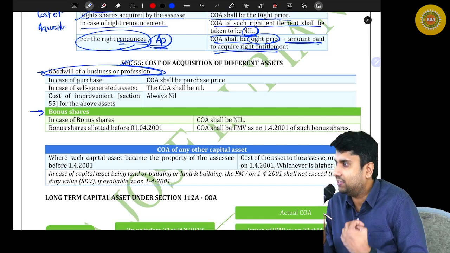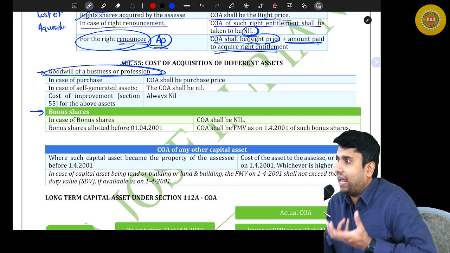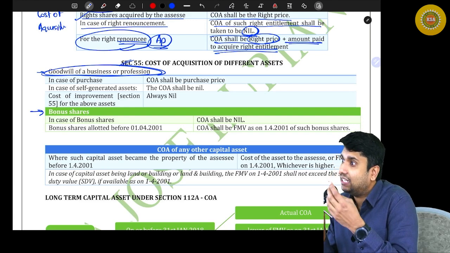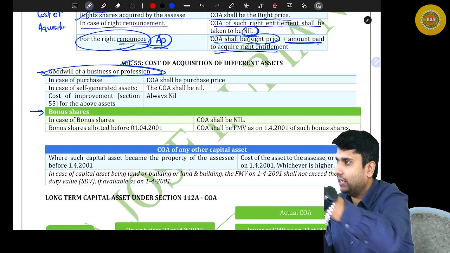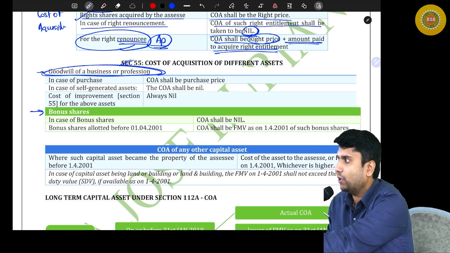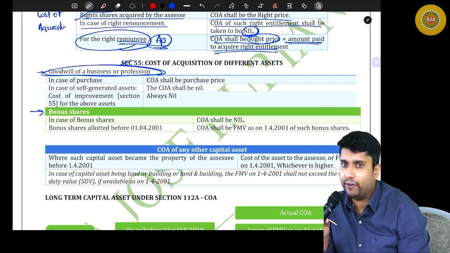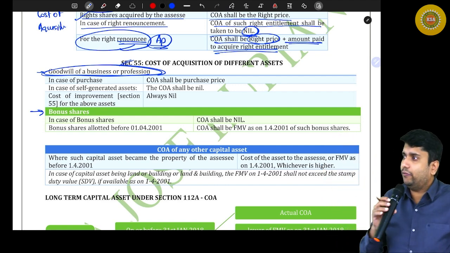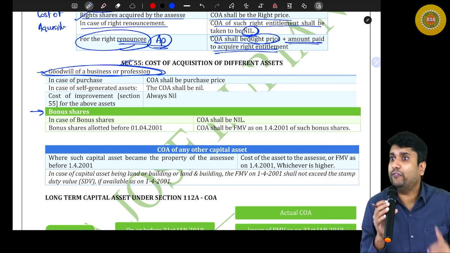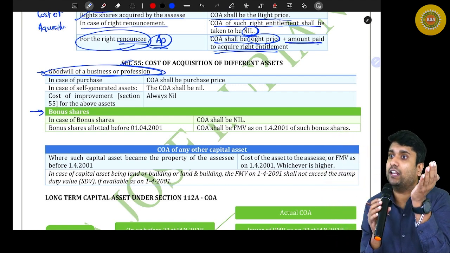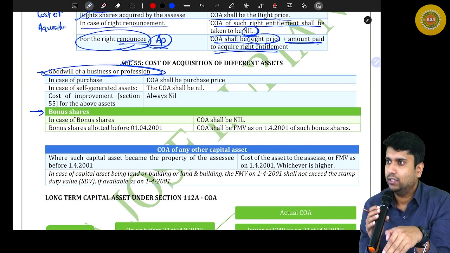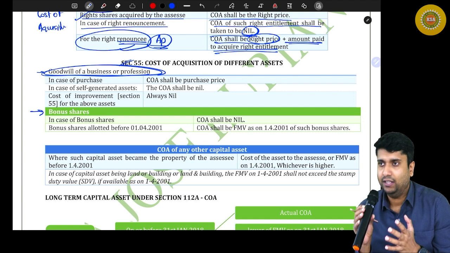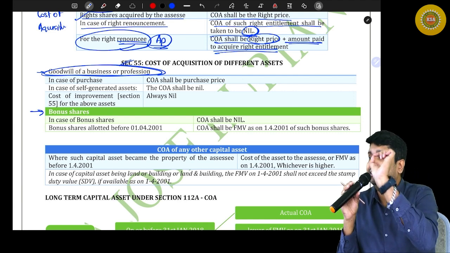Why? What is self-generated goodwill? I'm doing good business. Automatically, I have a brand name. That brand name I got without any extra money. I have to do good business, and I'll automatically get that brand value. It is right that you have to do advertising for getting a good brand name, but that is only for your sales. That advertising you have already claimed as your business expenditure. So, if self-generated goodwill, the cost of acquisition shall always be 0, nil.